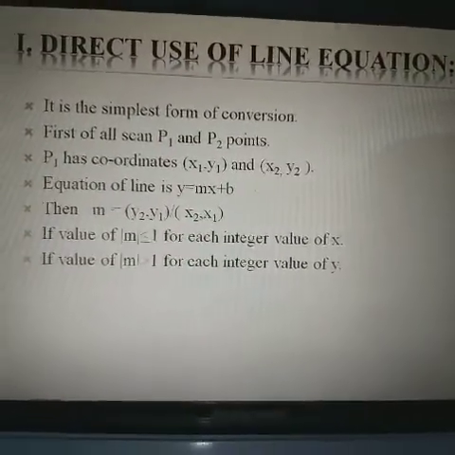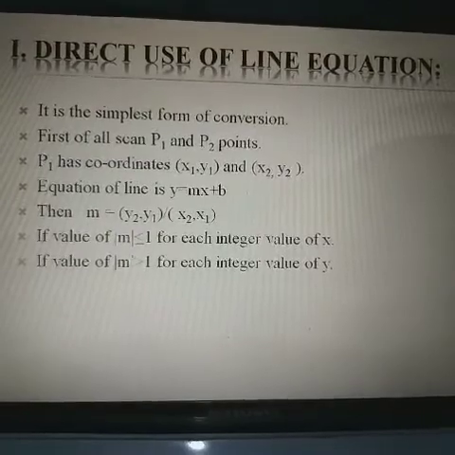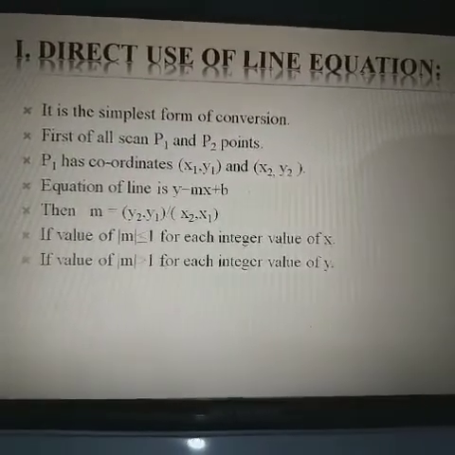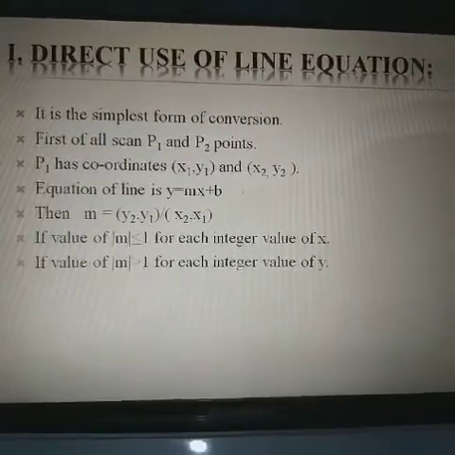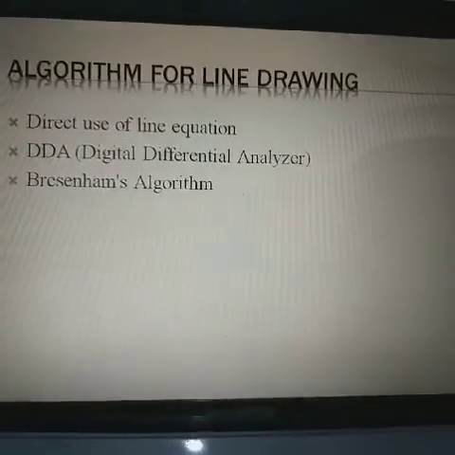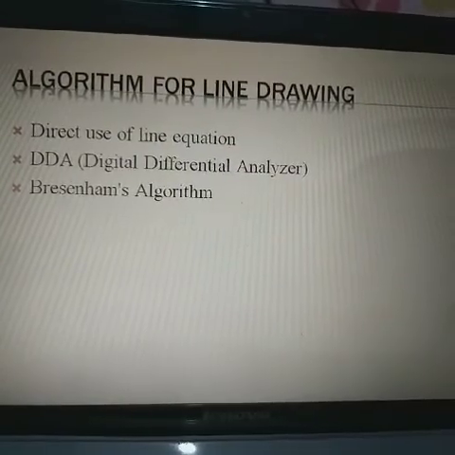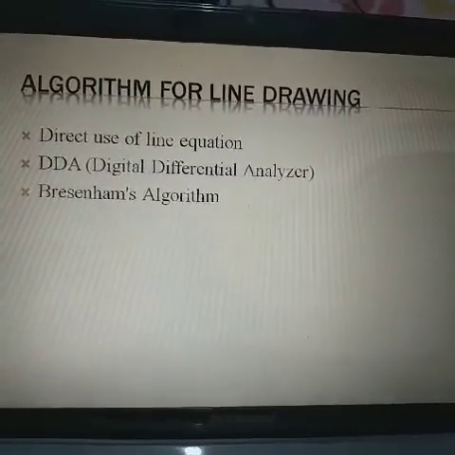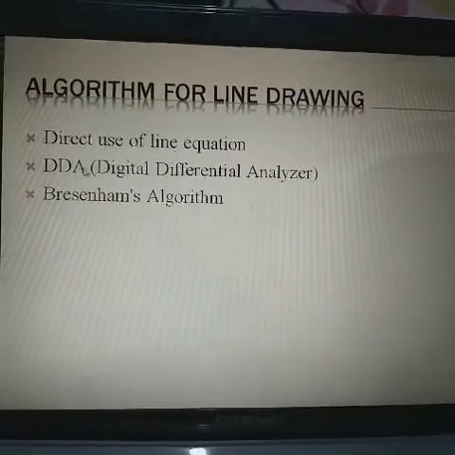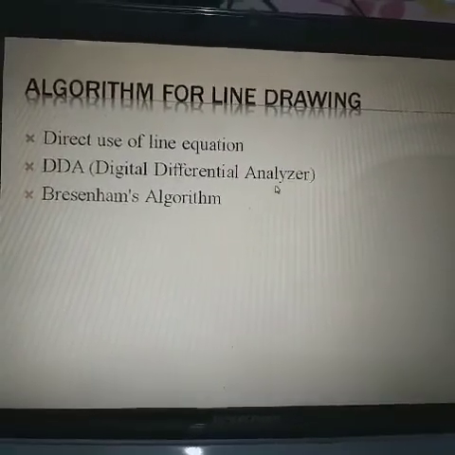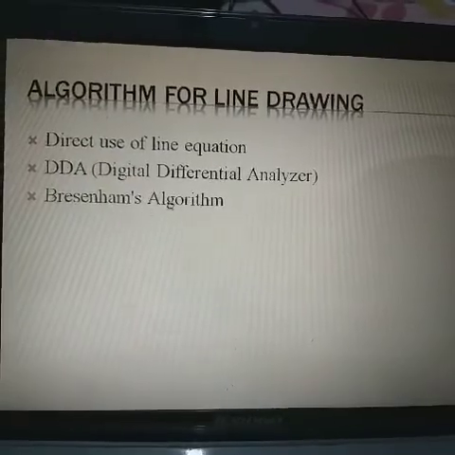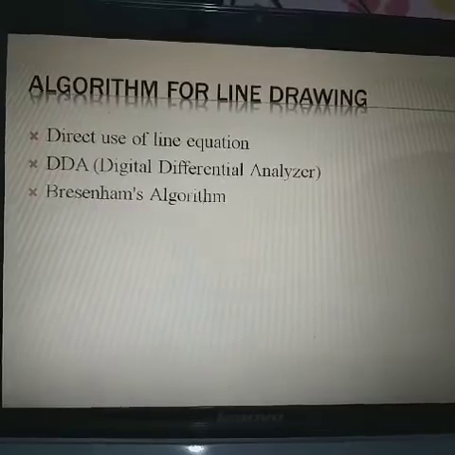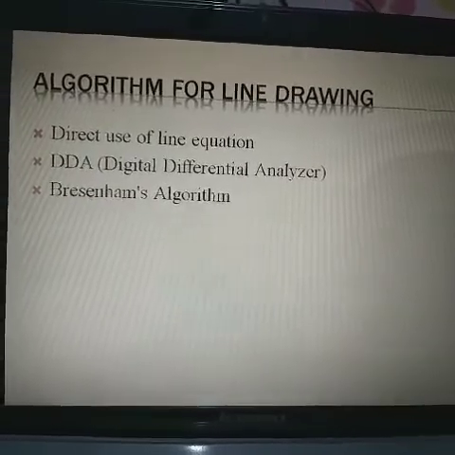Starting with the algorithm, that is the direct use of line equation. In the previous lecture, we discussed all about scan conversion, and there are three algorithms of scan conversion. Various algorithms for the scan conversion for line drawing are the direct use of line equation, DDA (digital differential analyzer), and the third one is the Bresenham algorithm.